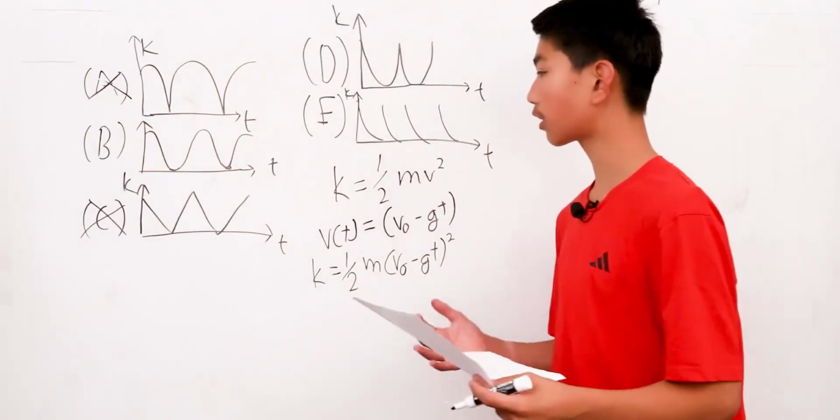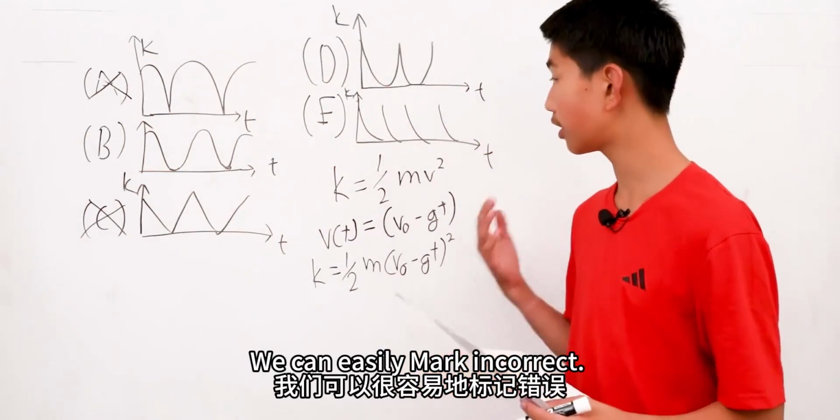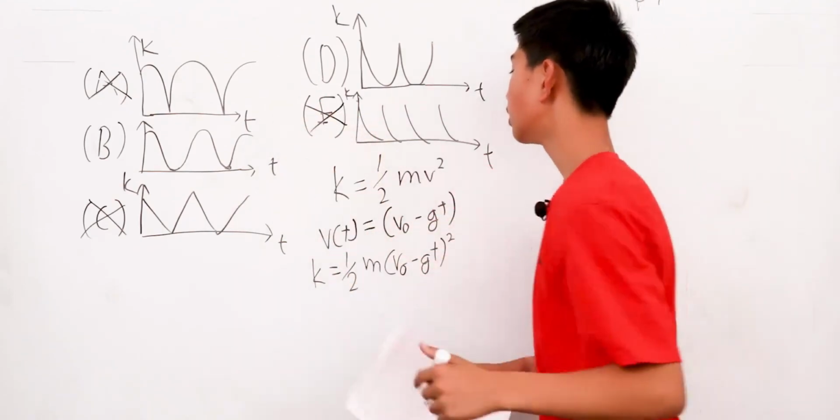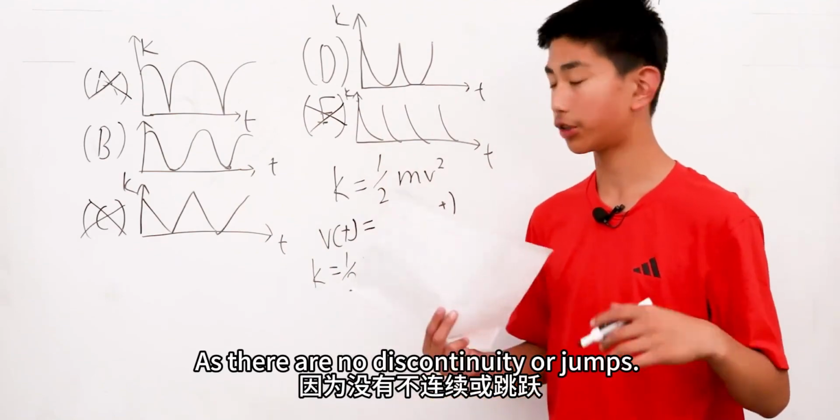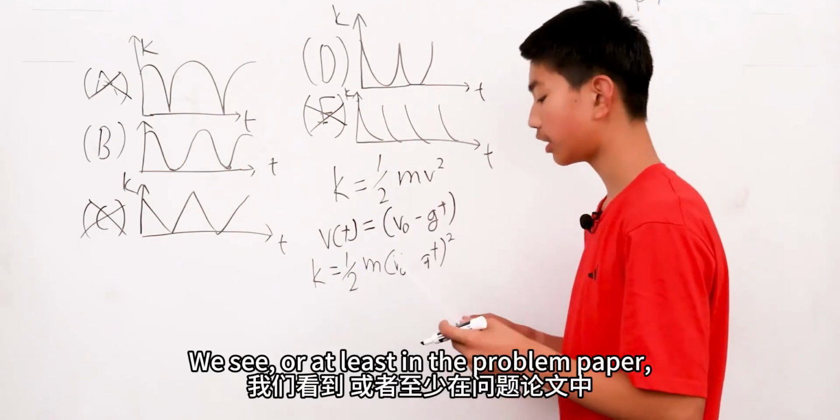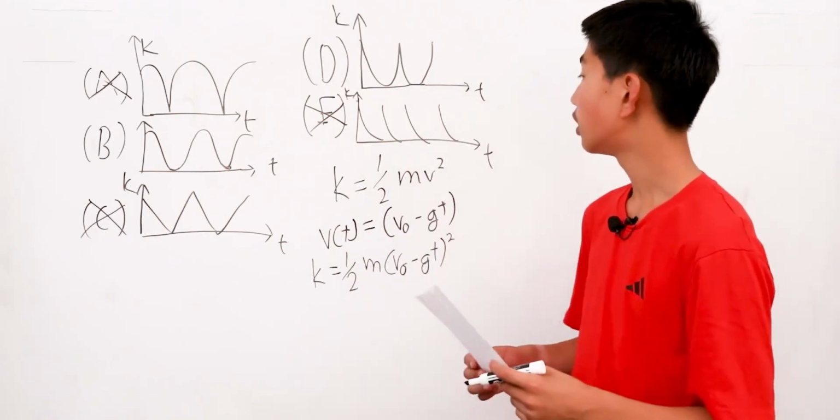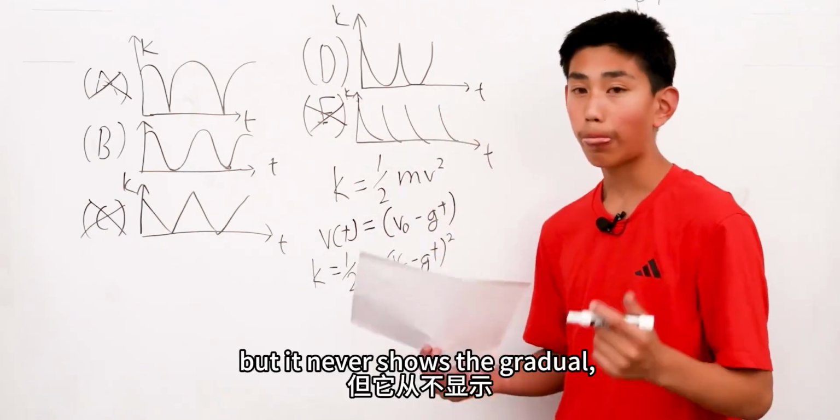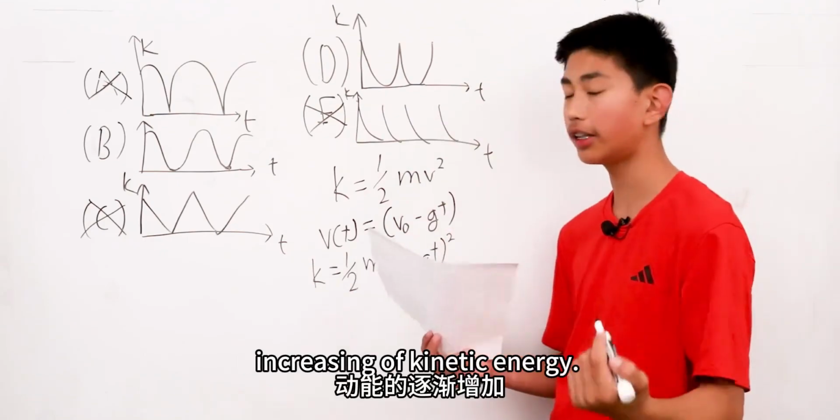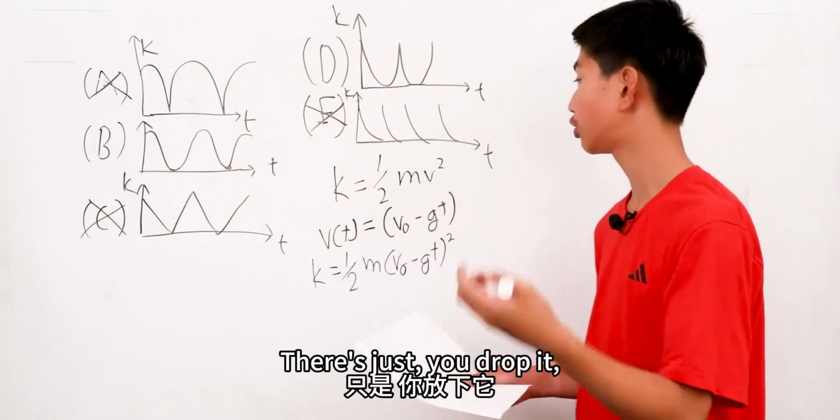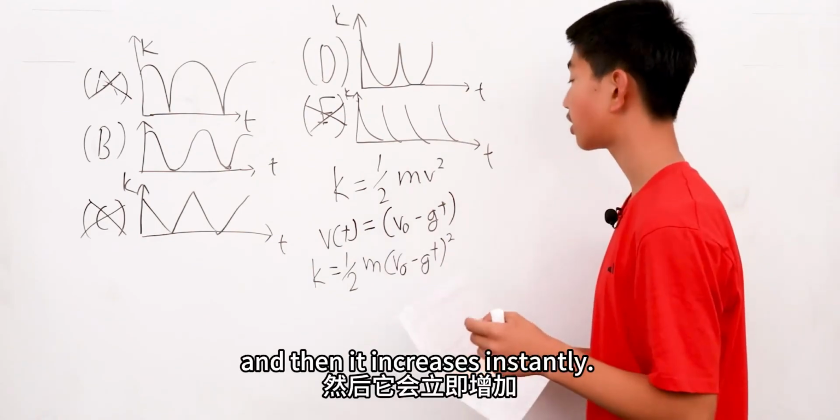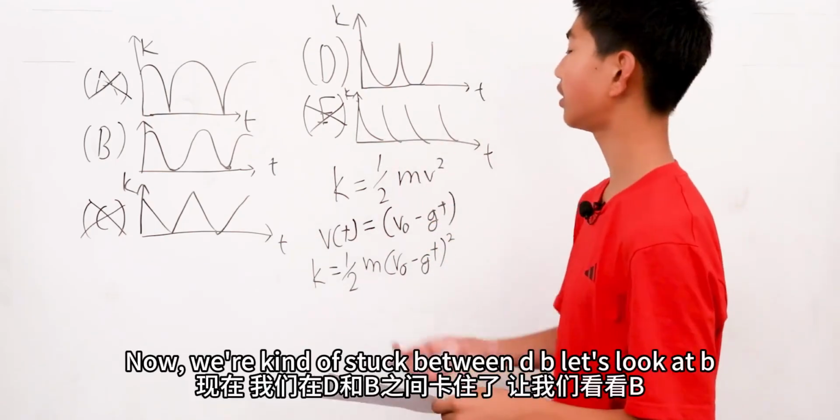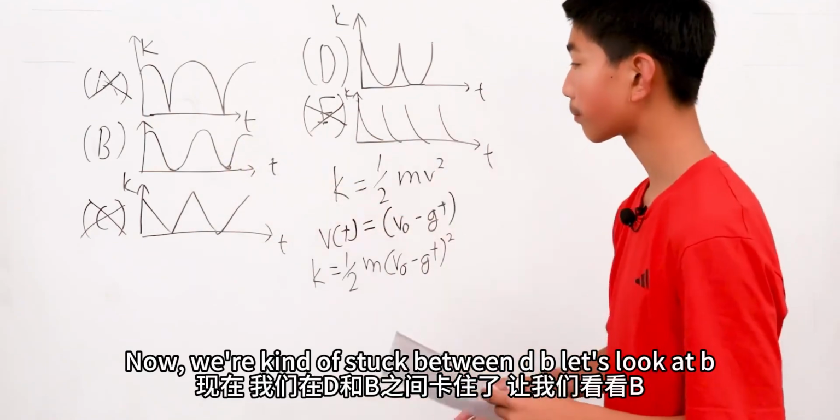And there's also one more we can easily mark incorrect. We can mark E incorrect as there are no discontinuities or jumps. We see, at least in the problem paper, the kinetic energy always resumes to its full height, but it never shows the gradual increasing of kinetic energy. There's just, you drop it and then it increases instantly. There's no discontinuity jumps. Now we're kind of stuck between D and B.